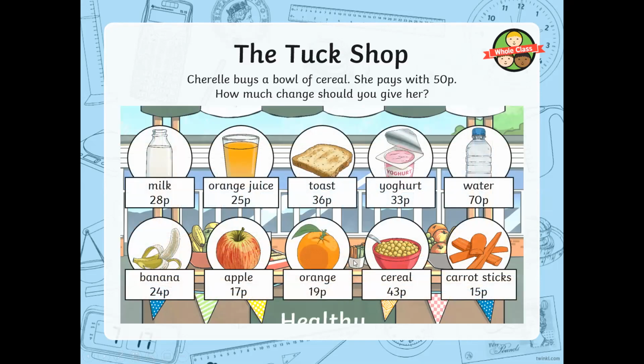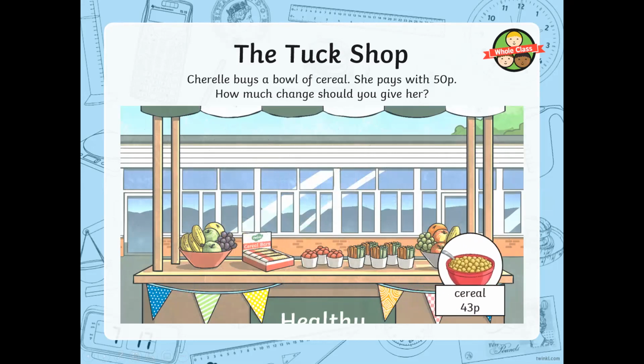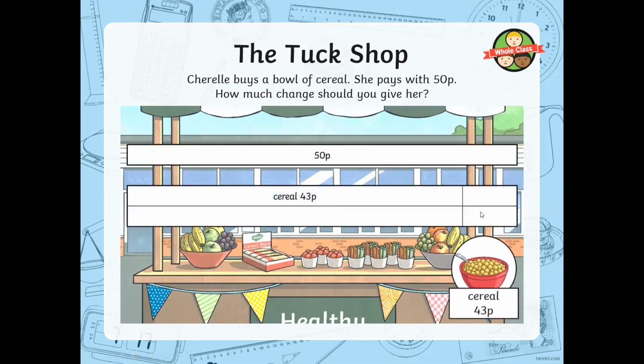So this time Sherelle buys a bowl of cereal and she pays with 50p. And the cereal costs 43p. So remember, we're trying to find the other section that would go with 43 to make 50p. Can you see it's only a small bit? And that's because 43 is really close to 50p, isn't it? In fact, the next 10 number from 43 is 50. So we just add 7. So 43p and 7p make 50p. The change is 7p.